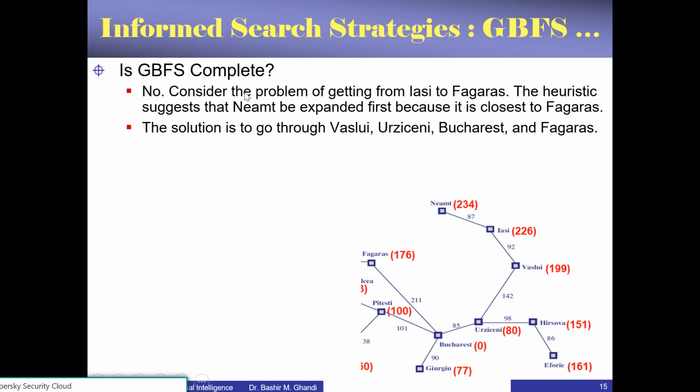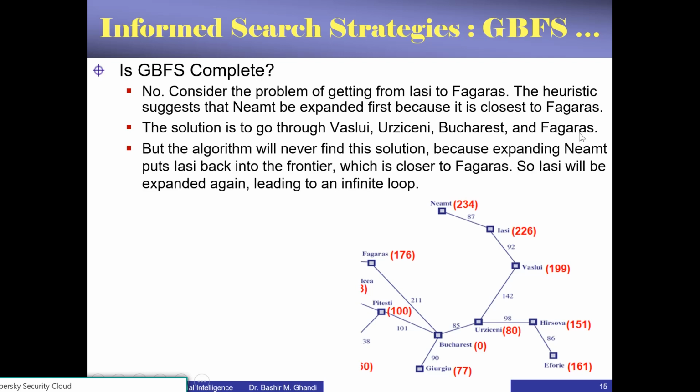So this is a problem. It means therefore that the algorithm is not complete. That's what we are saying here, that the algorithm will never find this correct solution, because expanding NIMT puts ERC back into the frontier. And because ERC is closer to Fagaras than Vaslui, Iasi is going to be expanded next. So it's going to be just moving between these, so it will end up in an infinite loop.